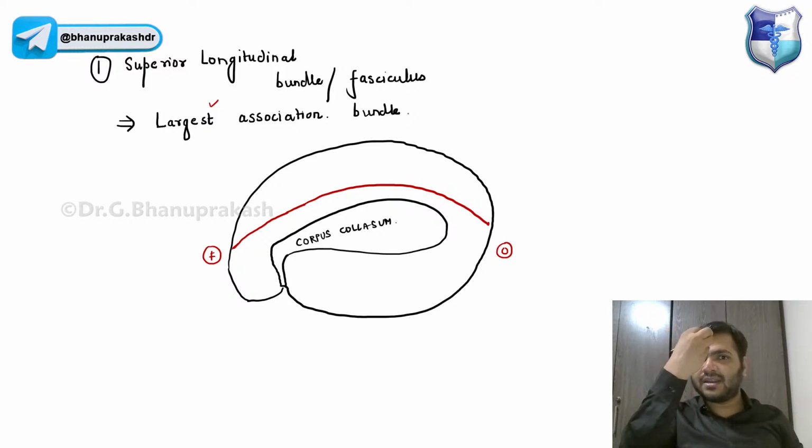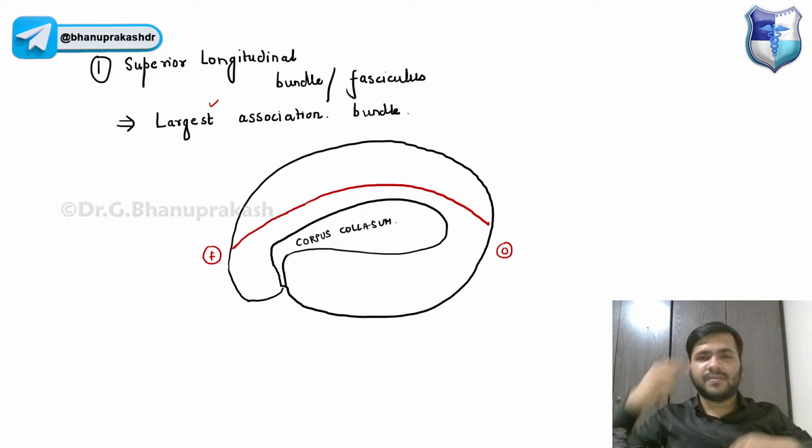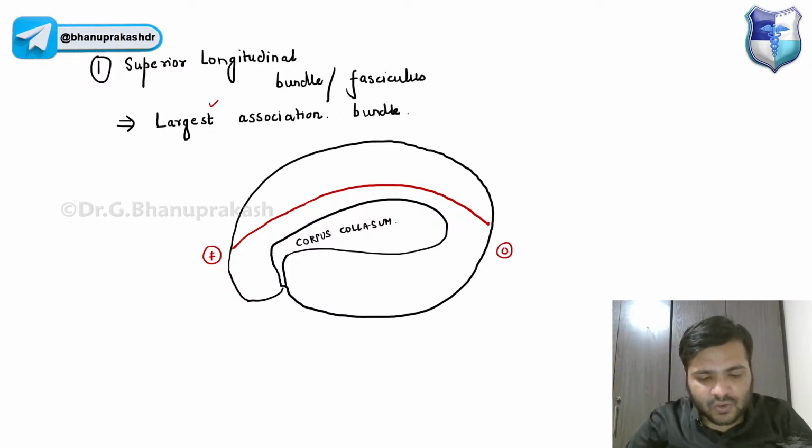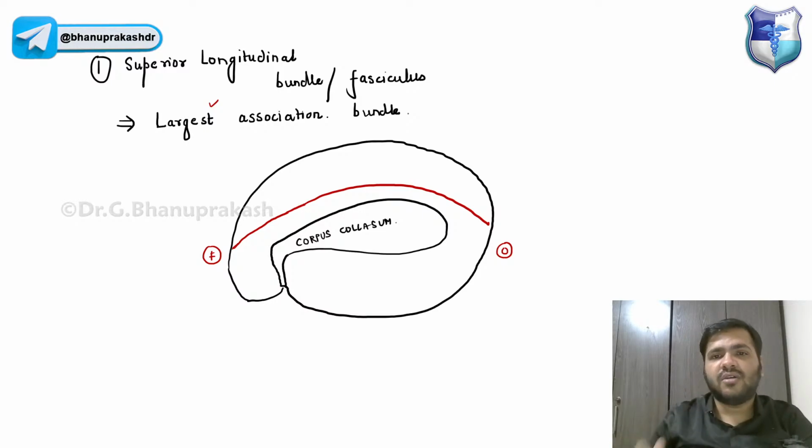So we have the frontal and we have the occipital. The fibers which are connecting the frontal part to the occipital part, आगे से fibers ऊपर से जाके कहाँ जा रहे हैं? Yes, they are going towards this occipital lobe.